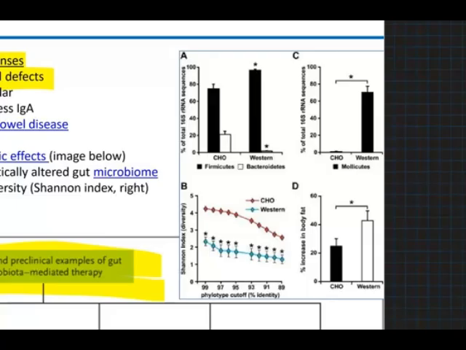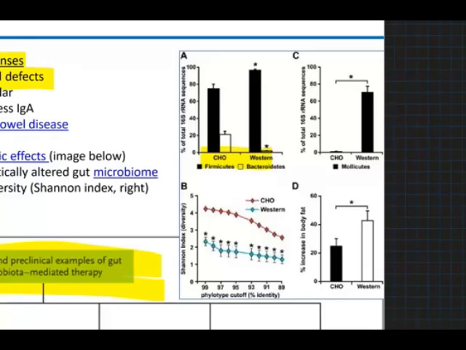So, let's take a look at these bar graphs. It's really cool. So, these are mice that are placed on the conventional diet, chow, and the Western diet. Would anyone venture a guess what is a jargon name for the Western diet? Company name. McDonald's diet. High fat, high cholesterol, high sugar.